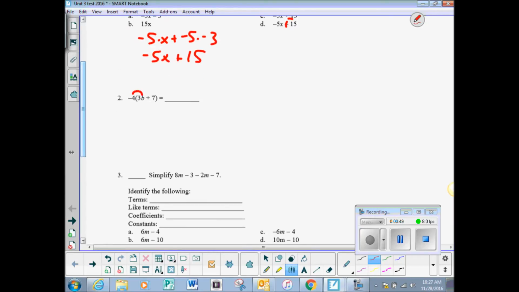Okay, number 2. Same dealio, you just distribute, and I get negative 4 times 3b is negative 12b. Negative 4 times 7 is negative 28. You could have also had minus 28.